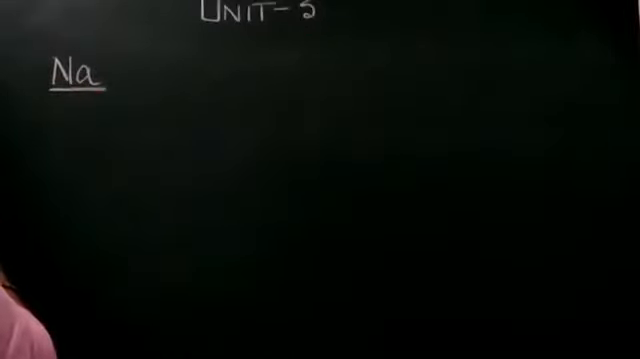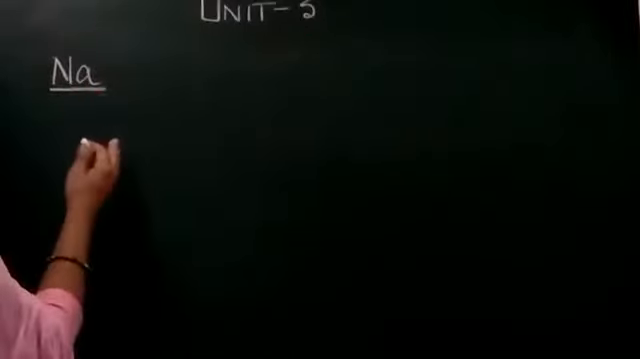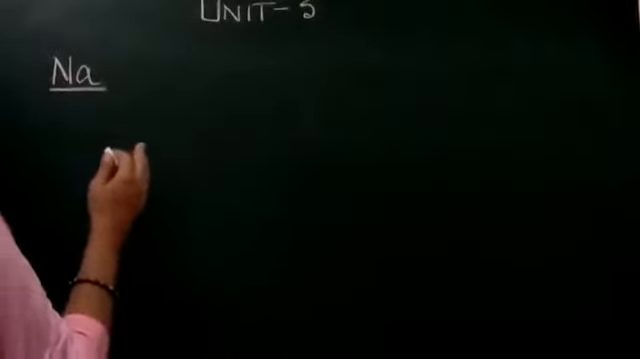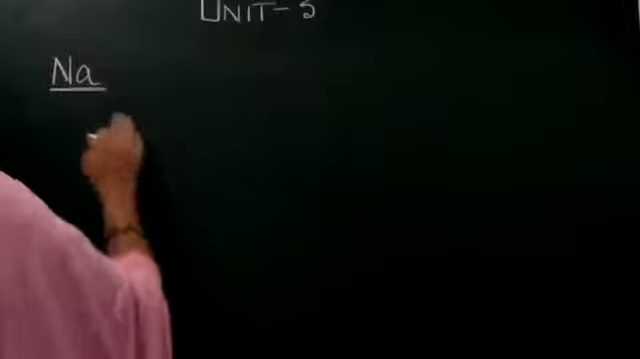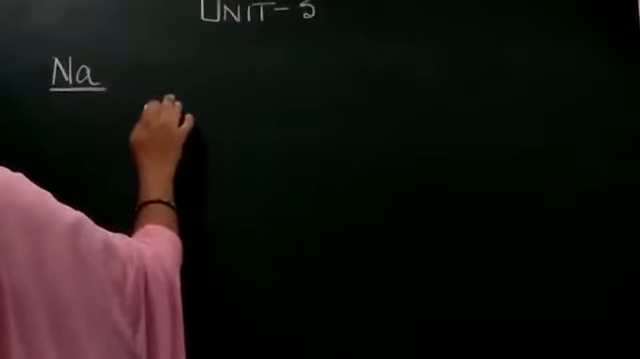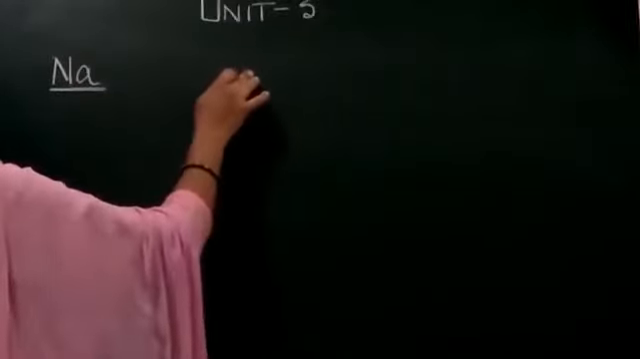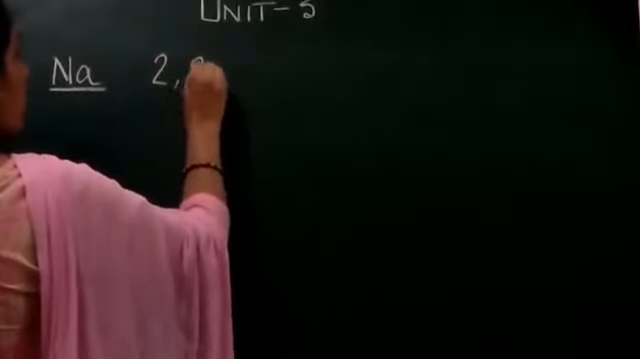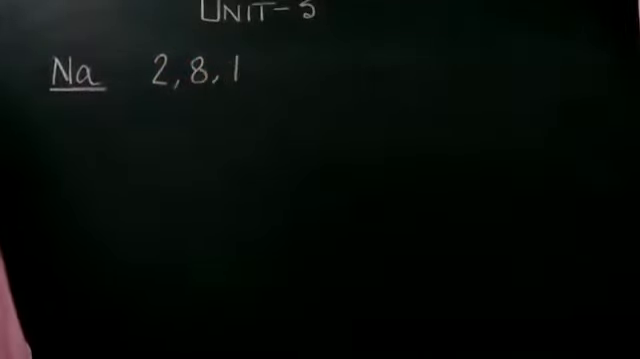So what is the configuration of it? It is atomic number 11. So we will have 1s2, 2s2, 2p6, 3s1, or we can simply write it as a 2,8,1 configuration, right? So it has got a configuration of 2,8,1.